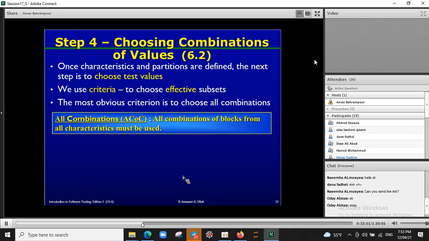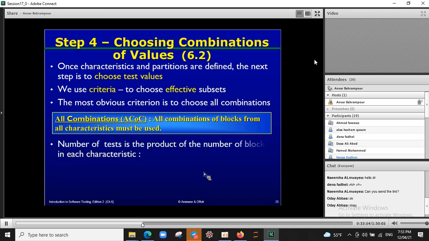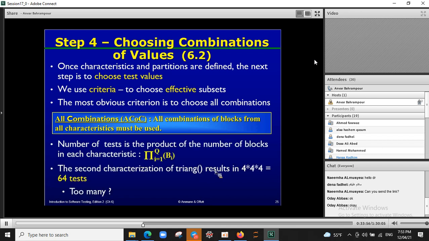For example, in our triangle example, the results for our ITM based on interface-based partitioning, we have seen that this is 64 tests when we choose all combinations coverage. The number of tests is the product of the number of blocks in each characteristic. As you have seen, we have 4 blocks for each characteristic.